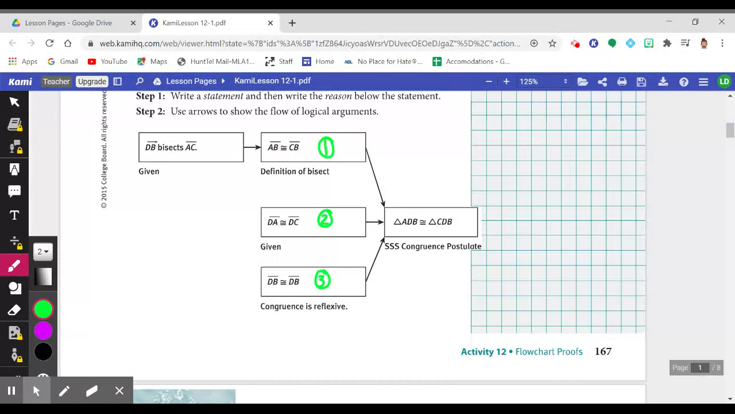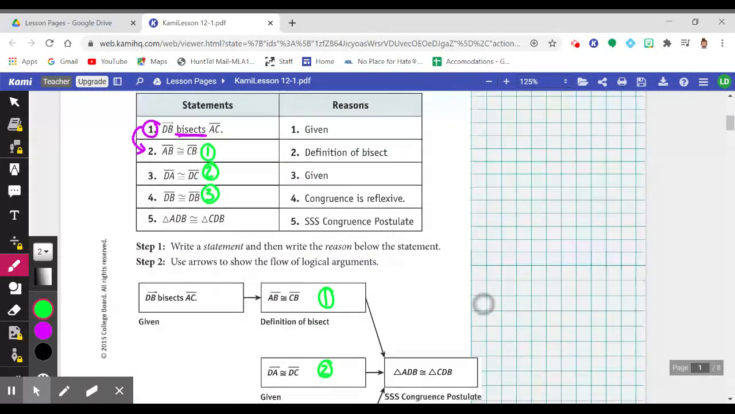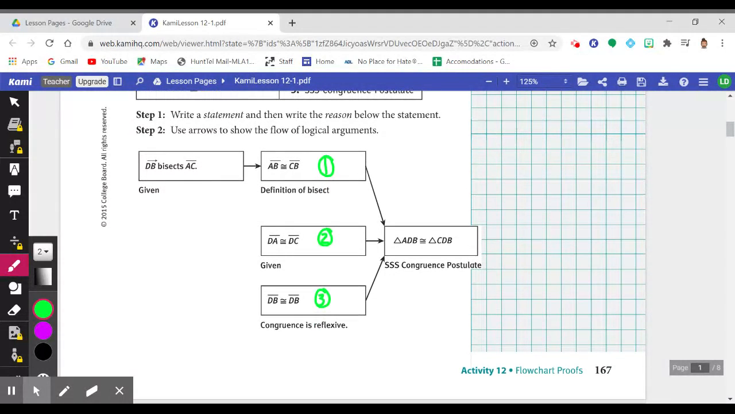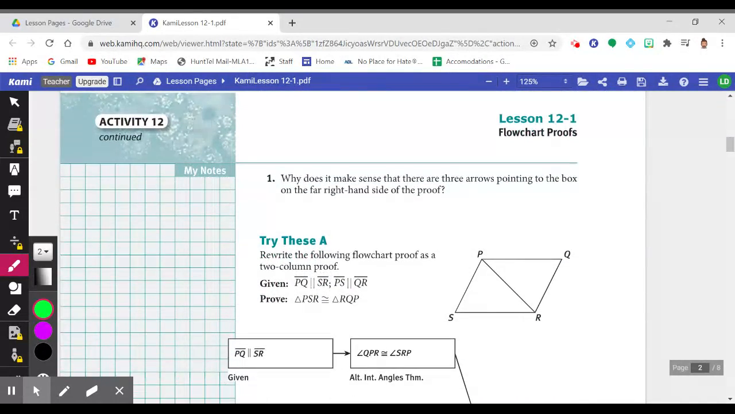So we see how this flow chart takes this information back in this 2-column proof and visually represents, in hopefully a more clear way, how these statements are connected. How these 3 statements tie into this last one. How this statement leads us to this information. So hopefully that's making sense, but we'll see more of it in the text.